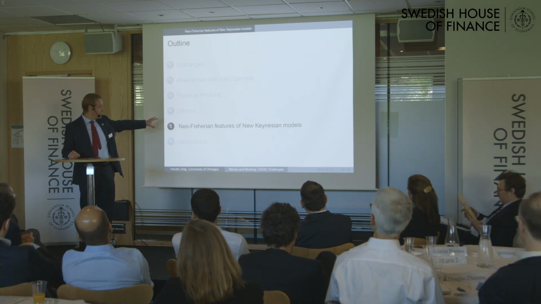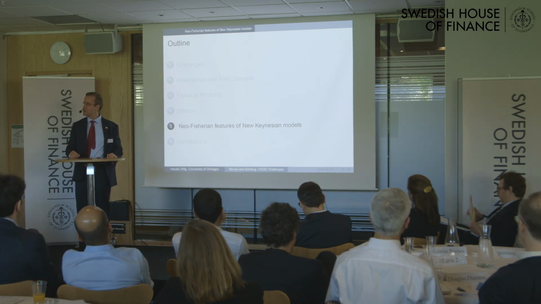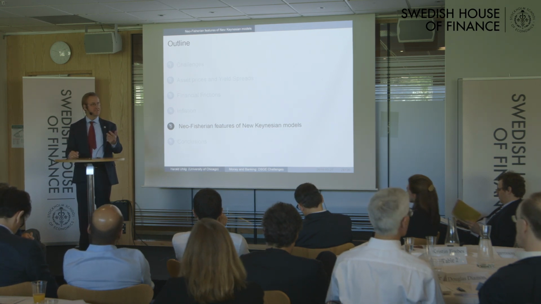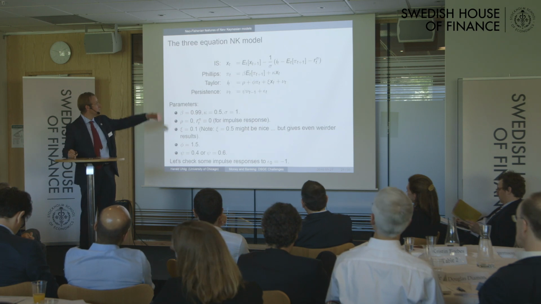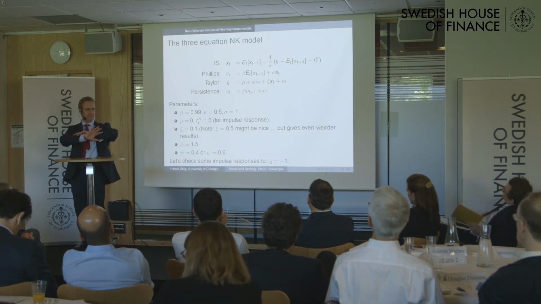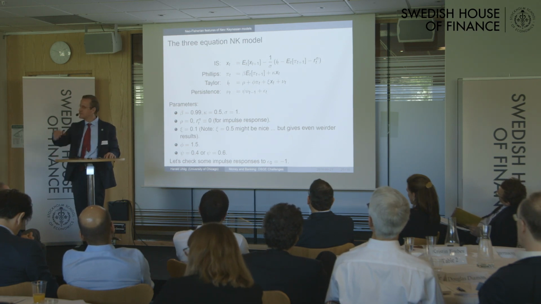Fifth point is the neo-Fisherian feature of New Keynesian models. I guess I got alerted to this by John here. So then you start playing with this on your computer. I'm just going to take the standard three equation New Keynesian model. That's just textbook, straight out of Gali's textbook, whatever. I mean, you find it in lots of places, right?